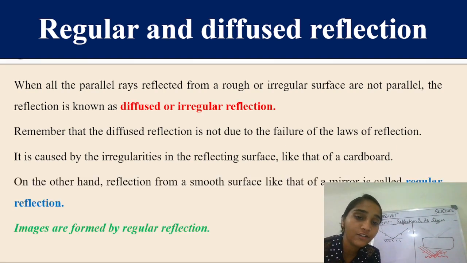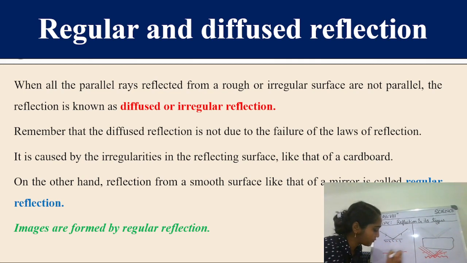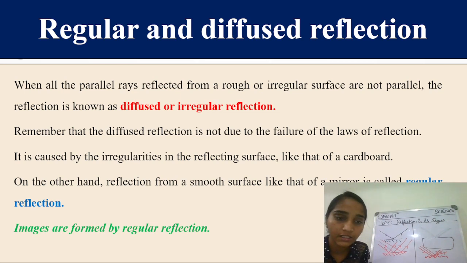So on the other hand, students, reflection from a smooth surface like that of a mirror, which you have seen, is a regular reflection. A mirror surface is smooth, right? It does not have any irregularities. So any parallel ray that comes will bounce back parallel only, like this. Another will come and again go parallel. So we are striking parallel rays, and the reflected rays are also parallel, isn't it?